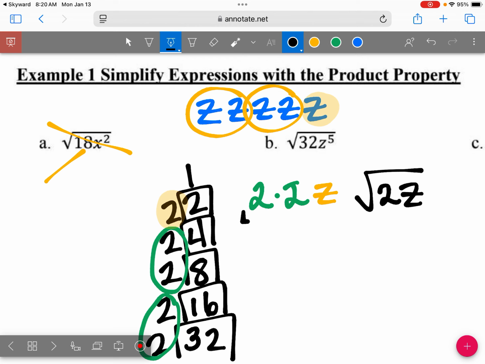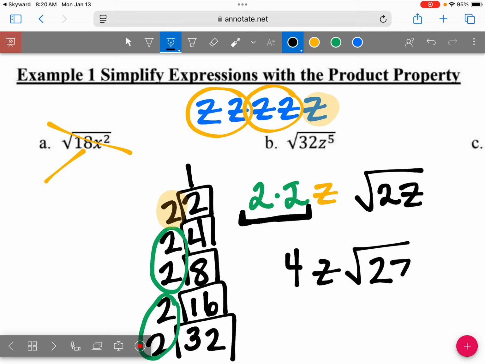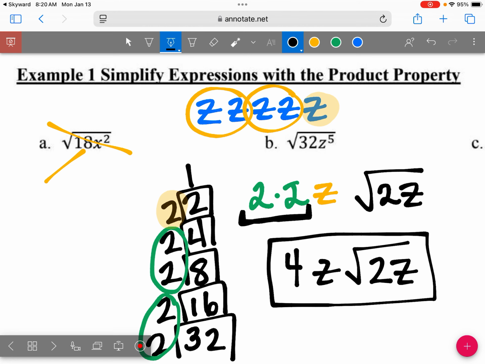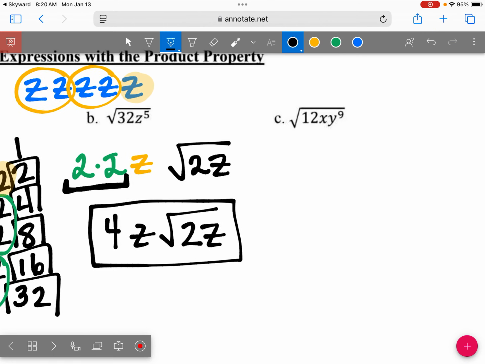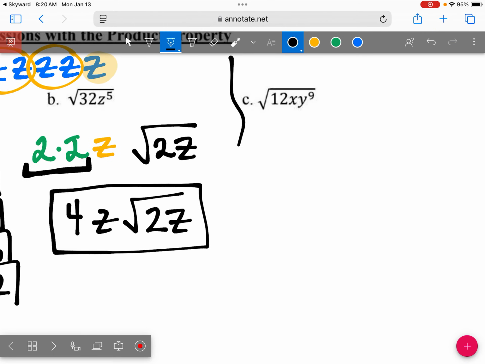All right, whenever you take out more than 1 pair, we have to multiply them together. So that 2 times 2 is going to give us a 4z square root 2z. And that would be our final answer. Any questions? All right, let's look at C. Build your cake with the 12 till you get to a 1 at the top.